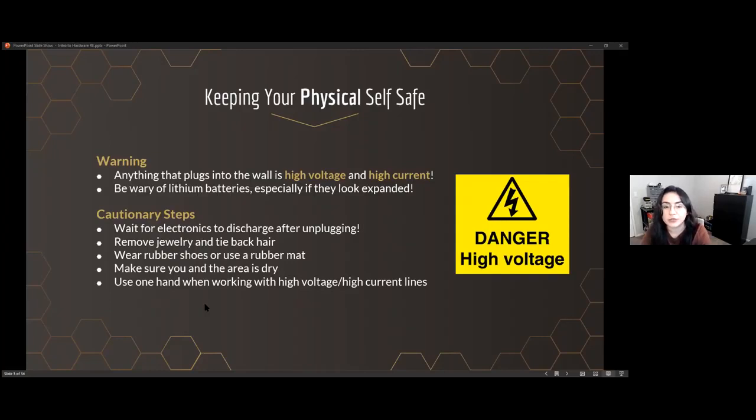Wear rubber shoes or use a rubber mat, and make sure that you and the area are dry. It's more dangerous to touch a live wire with a wet hand than with a dry hand. Then use one hand when you're working with the electronics, especially if it's high voltage. Just keep the other one in your pocket. That's an adage that people say all the time, using only one hand to engage with the circuit.